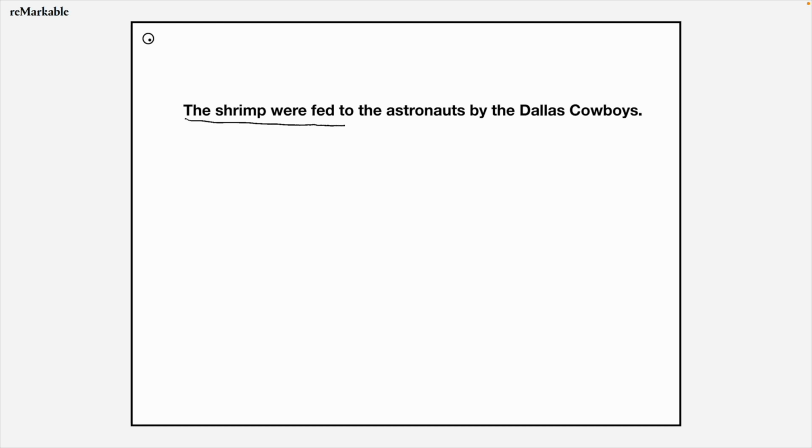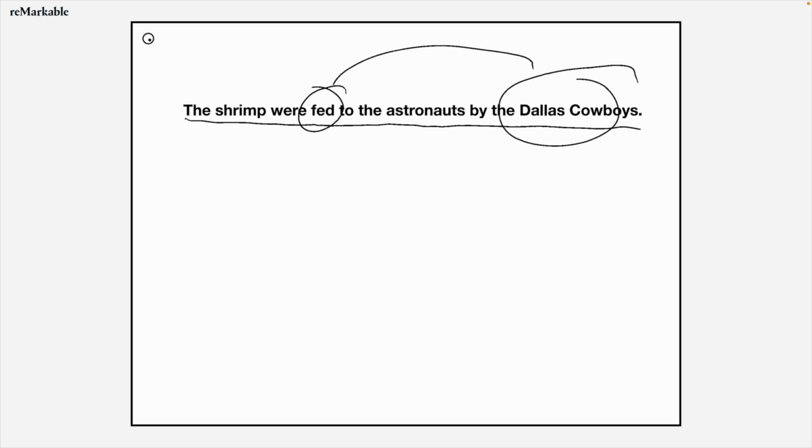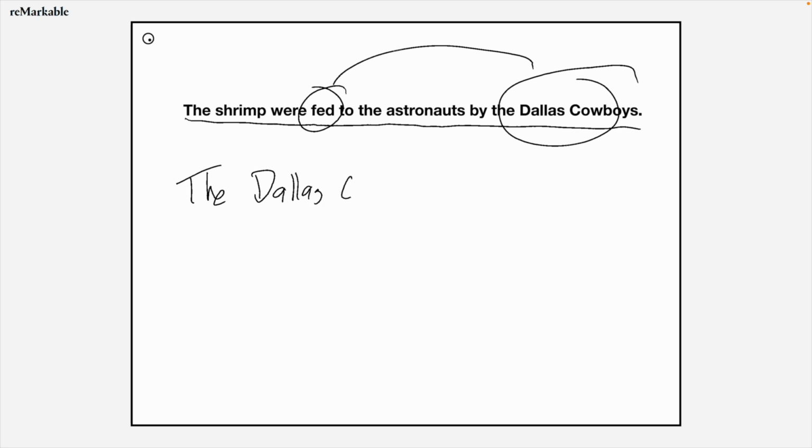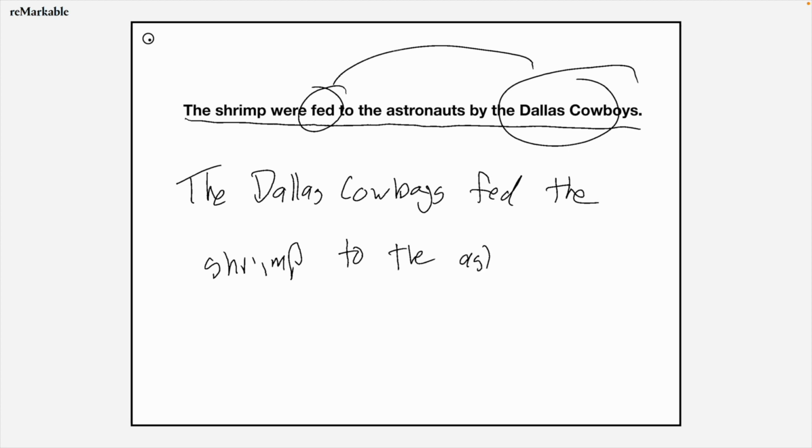The shrimp were fed to the astronauts by the Dallas Cowboys. What's the main action of the sentence? Fed. Okay. Who or what is doing the feeding? Are the shrimp feeding? No, the shrimp are being fed. The Dallas Cowboys are doing the feeding. So you would say the Dallas Cowboys fed the shrimp, that's horrible spelling, to the astronauts. Make sense? Let's try another one.